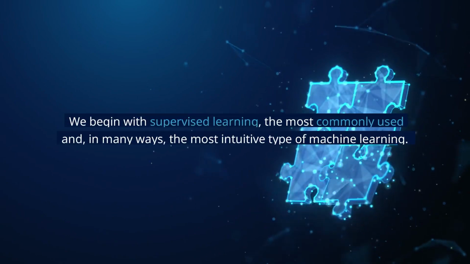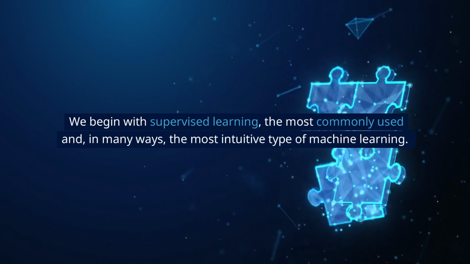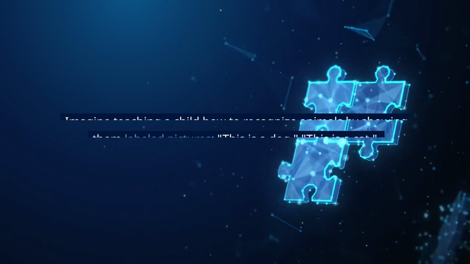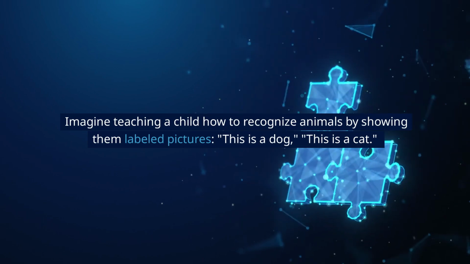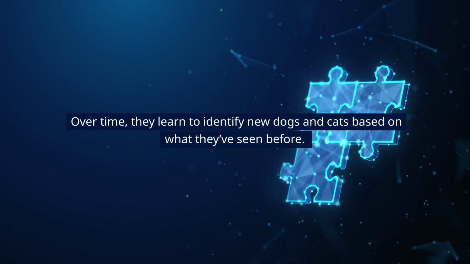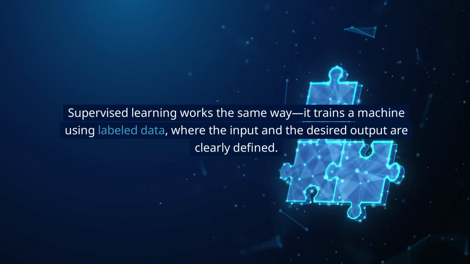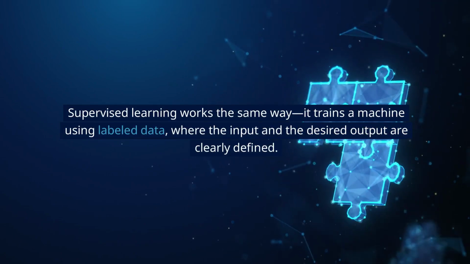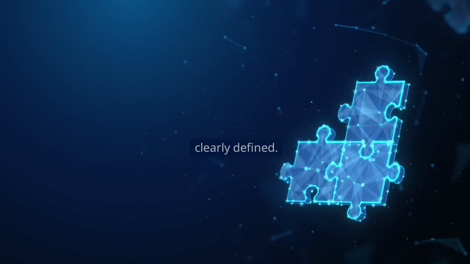We begin with supervised learning, the most commonly used and, in many ways, the most intuitive type of machine learning. Imagine teaching a child how to recognize animals by showing them labeled pictures. This is a dog. This is a cat. Over time, they learn to identify new dogs and cats based on what they've seen before. Supervised learning works the same way. It trains a machine using labeled data where the input and the desired output are clearly defined.